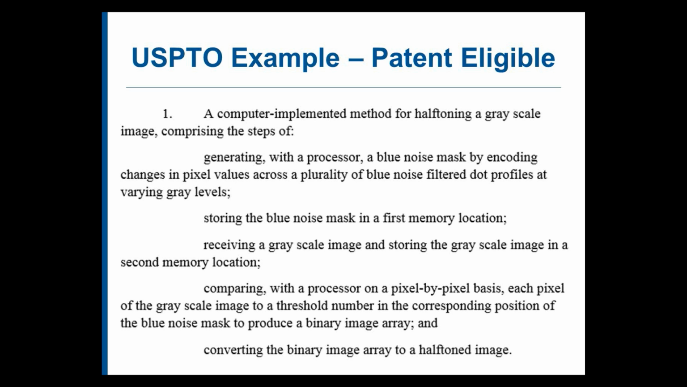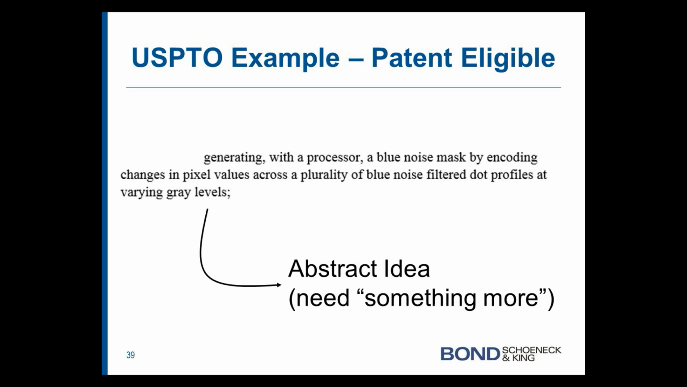What you can see is that it is a computer-implemented method, and it's essentially adjusting a grayscale image. You don't need to go through the steps necessarily, but the document noted that, in fact, the step of generating a blue noise mask was an abstract idea. So the examples document said, well, because prong one of the Alice framework has been met here, it needs to proceed to the next step. There needs to be something more added to the claims in order to make this claim patent eligible.